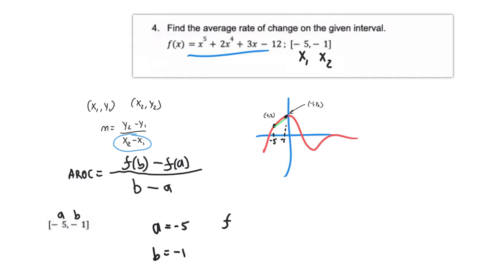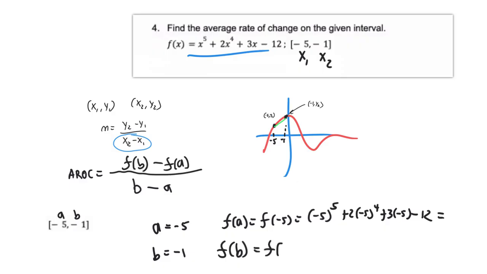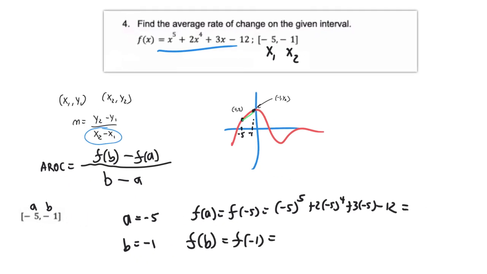Well, what is f of A? Well, that's going to be f of -5. F of -5 is what happens when you plug -5 into this, right? It's going to be -5 to the 5, right? Plus 2 times -5 to the 4, plus 3 times -5, minus 12. And what is f of b? Well, f of b would be f of -1. What is f of -1? It would be the exact same structure, except we're plugging in -1.